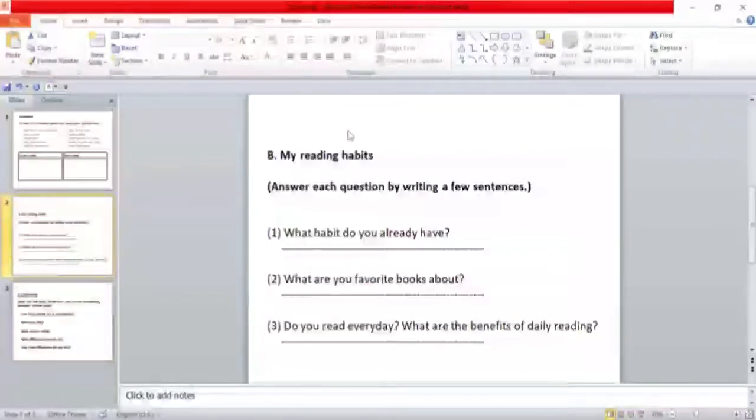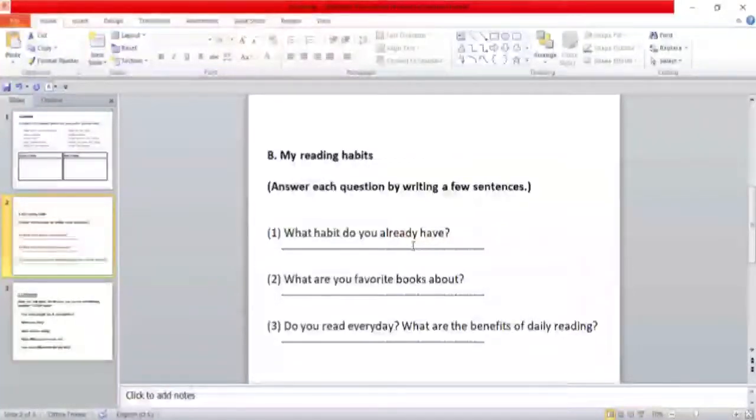The next one is my reading habit. So you have to answer each question by writing a few sentences, one or two sentences, because to practice your writing. What habits do you already have? So the question is simple. What's your habit? Like that.